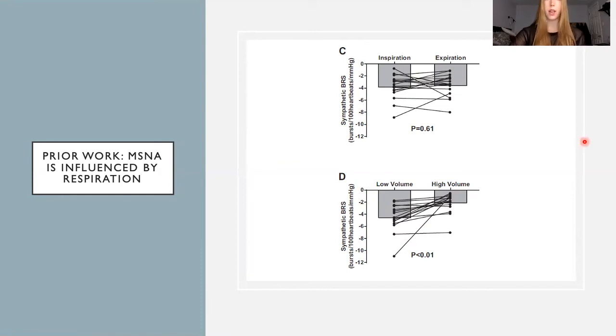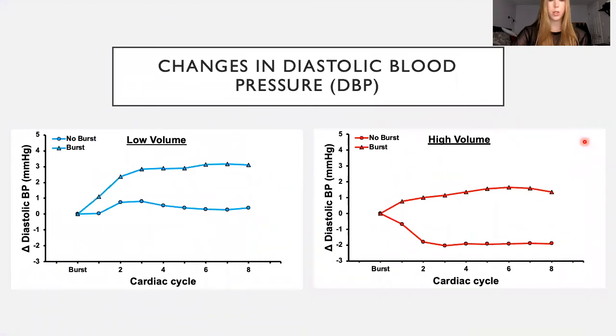We used previous data collected from 17 healthy male participants who underwent an 8 to 10 minute baseline of continuous measures of blood pressure, heart rate, MSNA, and respiratory variables. Our results showed that sympathetic transduction of diastolic blood pressure was larger during low lung volumes compared to high lung volumes. And this difference was found to be statistically significant.